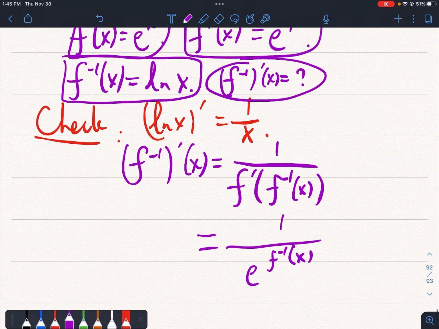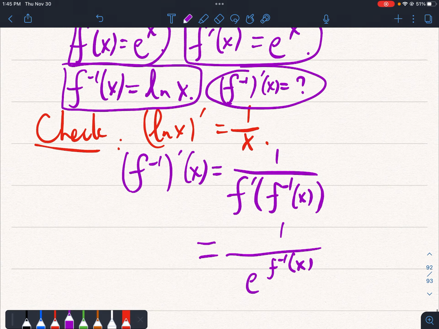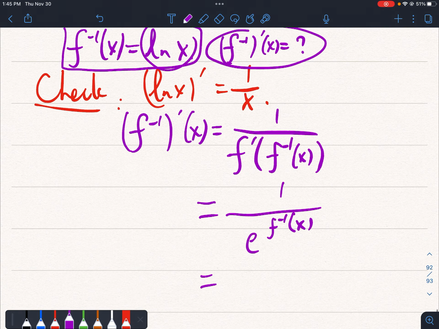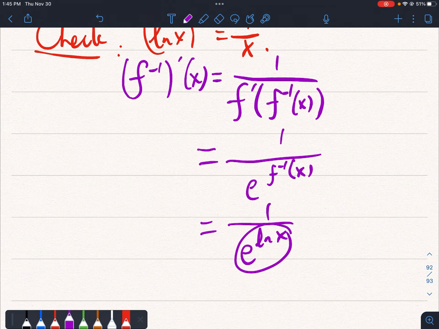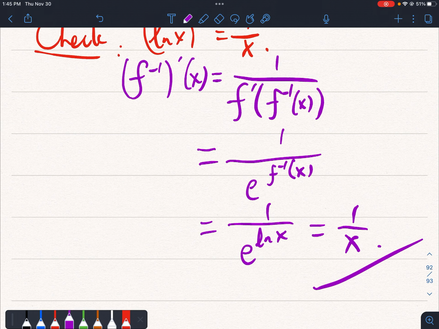But then what is f prime of something? F prime is e to this guy. So this is e to the f inverse of x, right? But what is f inverse of x? F inverse of x is ln of x. So this is 1 over e to the ln of x. And then because they are inverses of each other, e to the ln of x must be x. So then this is 1 over x. Does that make sense? So this actually gives another proof of that.